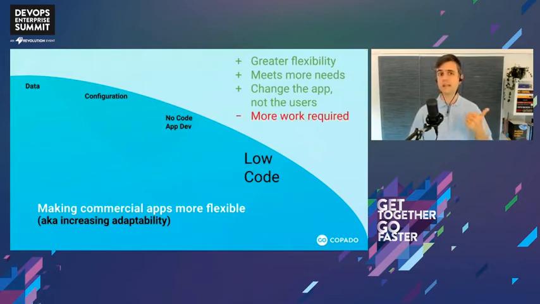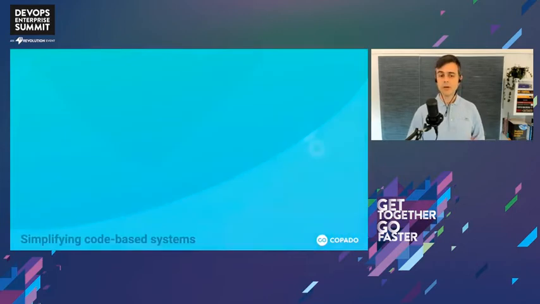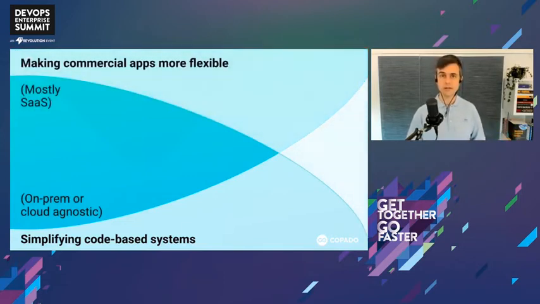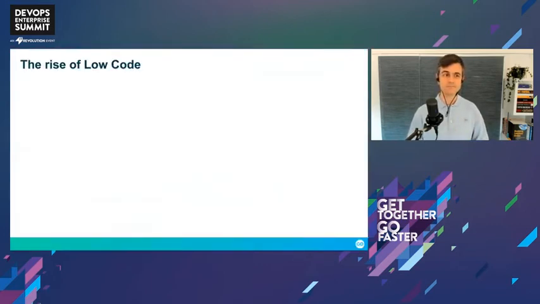With anything, there are trade-offs. When you move from a pre-built, pre-packaged application to something that's heavily customized, there is more work required to set it up and get it running, and it's more complicated. But one way or another, these two trends have converged. This trend of simplifying code-based systems, which may be something you run on-premise or in a cloud-agnostic way, and this idea of making commercial apps more flexible, they both converge in this idea of low-code systems. So just to clarify up front.